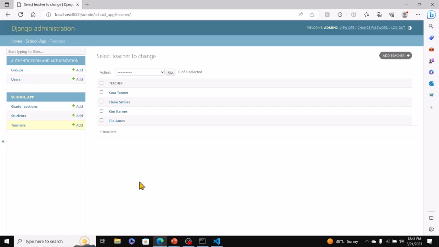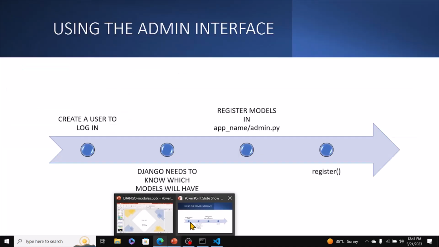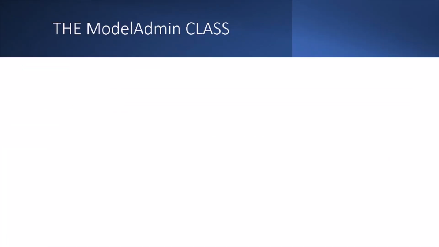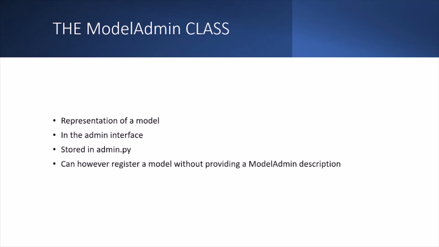We can change this interface, however, which brings us to the next point of discussion, which is the ModelAdmin class. Now, the ModelAdmin class is a representation of each model in the admin interface, like we saw just now. The ModelAdmin class is normally stored in admin.py, but we can also register a model without providing a ModelAdmin description in admin.py, just as we've done. In that case, Django uses the default admin interface.